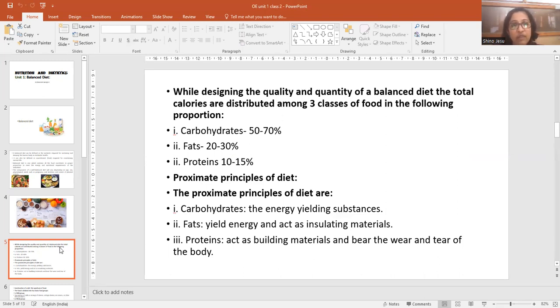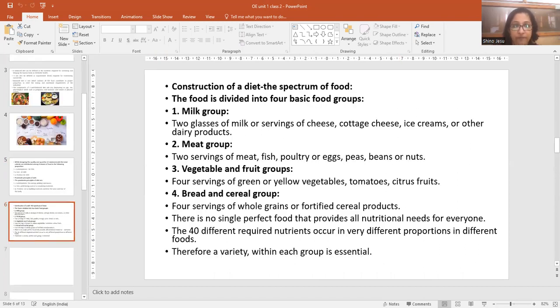In the previous class, I have seen about carbohydrates, fats, and proteins as macronutrients. The carbohydrates will constitute almost 50 to 70% of the proportion, fats about 20 to 30%, and proteins 10 to 15%. The approximate principles of diet are carbohydrates, which are the energy-yielding substances, fats, which yield energy and act as insulating materials, and proteins, which act as building materials and repair the wear and tear of the body.